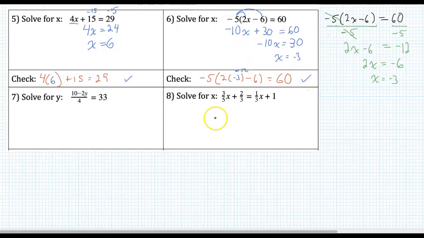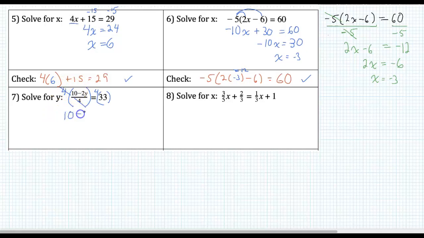All right, let's move on. Number 7. Now this one looks a little tricky to start with. We know that the denominator in a fraction is division. So this is saying 10 minus 2y, that's the unknown, divided by 4. So I'm just going to undo the division by multiplying by 4. And we know we have to do that also to the other side. We did that by design because we know that multiplying will undo the division.